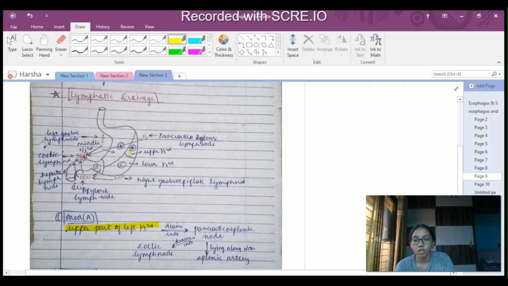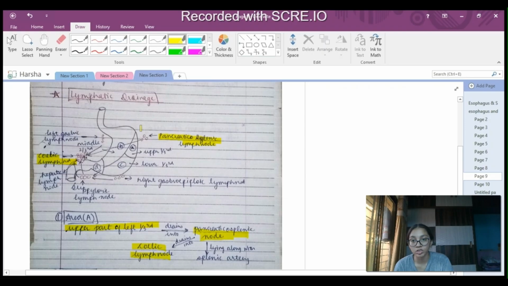So the upper part of the left one-third portion drains into the pancreaticosplenic nodes, which are present over here. These nodes further drain into the colic lymph nodes, lying along the splenic artery. So this is area A, the upper one-third part, that is draining into the pancreaticosplenic nodes, and which is further draining into the colic lymph nodes.